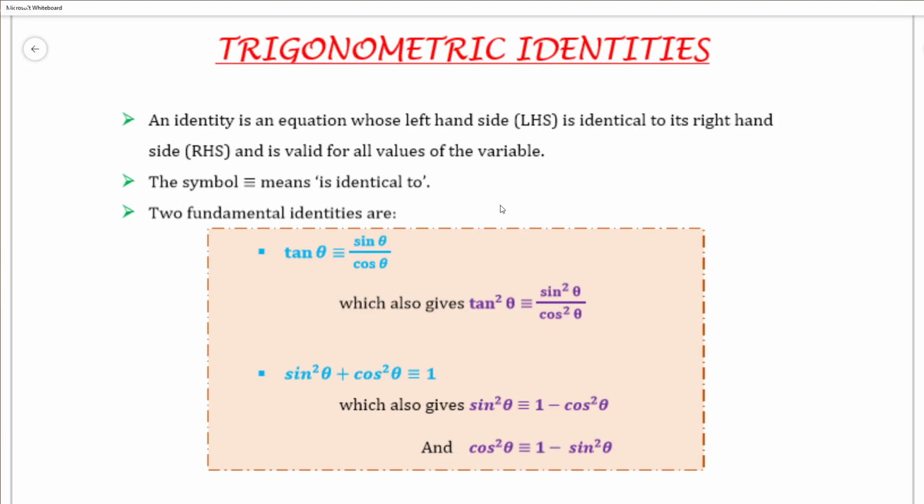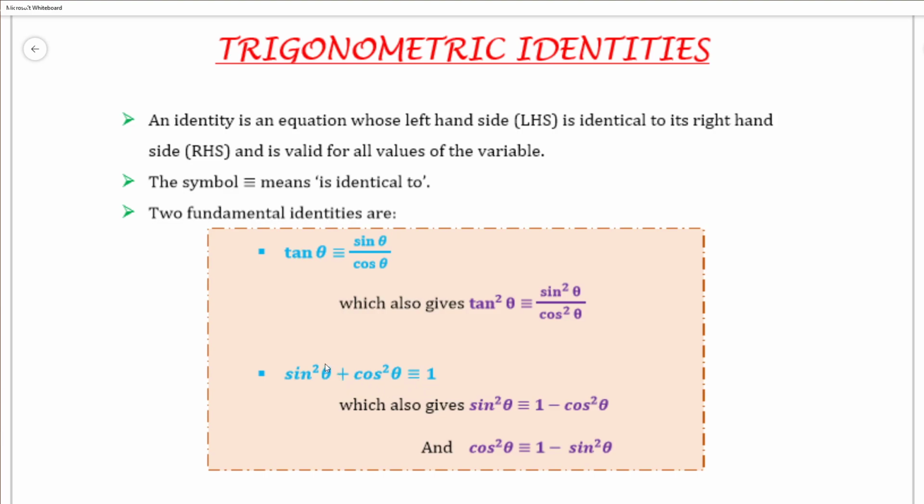So the process of proving identities involves an expression in which, on both sides of the identity symbol, we need to show that what we have written on one side is identical to what we have written on the other side. So two fundamental identities are tan theta equals sine theta over cos theta, something that we have touched on in our previous video, which also gives tan squared theta is identical to sine squared theta over cos squared theta. Another very important identity would be sine squared theta plus cos squared theta is identical to 1.